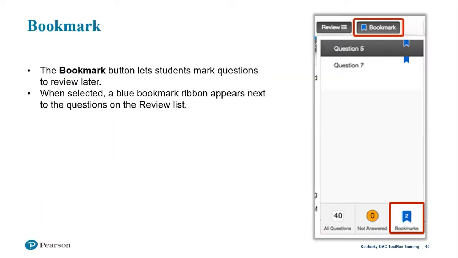What the bookmark is, if a student wants to review a question or leaves one blank and wants to be sure and go back, they can bookmark it. And when it is selected, a blue bookmark ribbon appears next to the questions on the review list. So here you can see question 5 and question 7 were bookmarked.